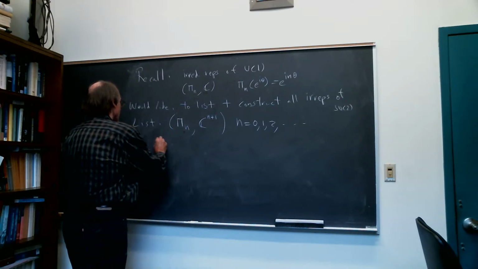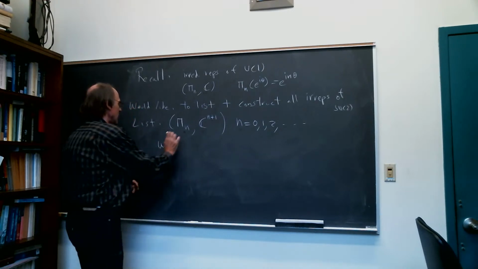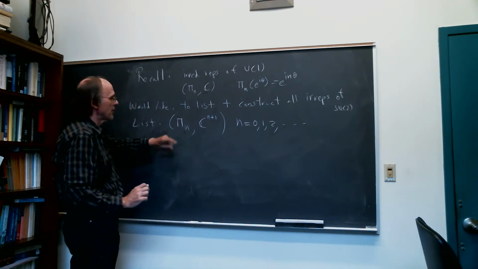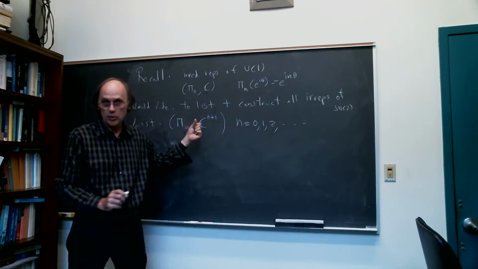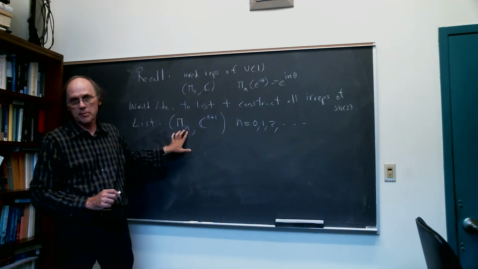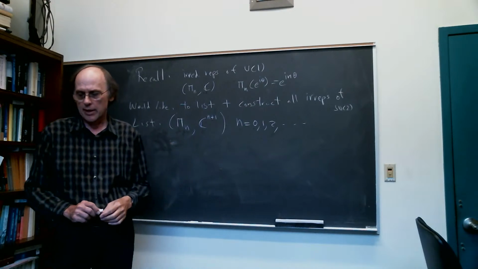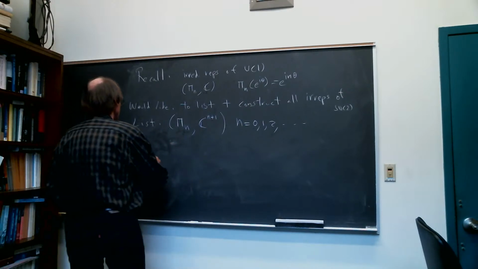So this is the list, and what we're going to have to do is figure out what actually is going on. We want to do a couple things. We want to first show that these are the only possibilities, and then actually get our hands on what these homomorphisms are. What exactly are these maps pi n?